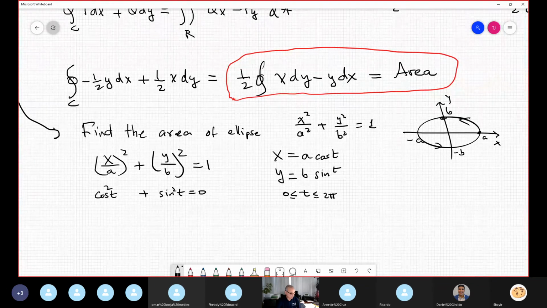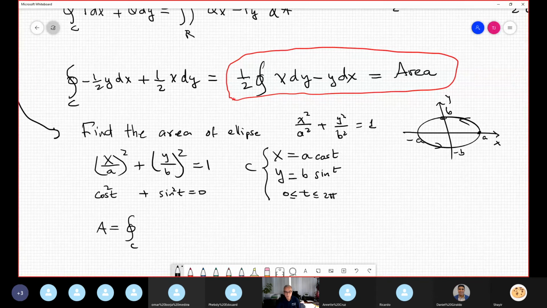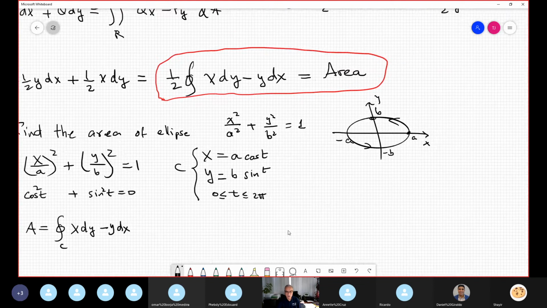I did the parameterization of this. Okay. Now, I need to compute the area. And the area is the closed integral over the curve C, in parameterized form, of x dy minus y dx. So I need not only x and y, I need dx and dy. But this is easy because you differentiate, calculus. dx is the derivative of this; the derivative of cosine is minus sine.